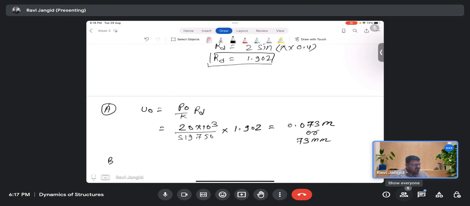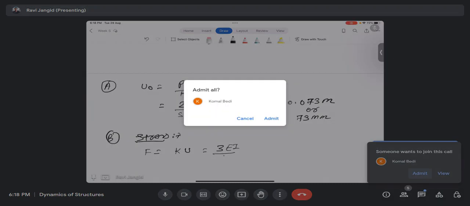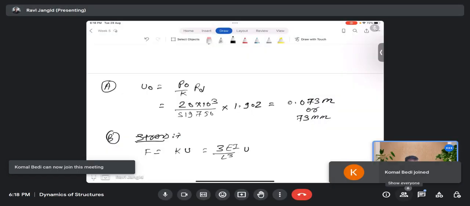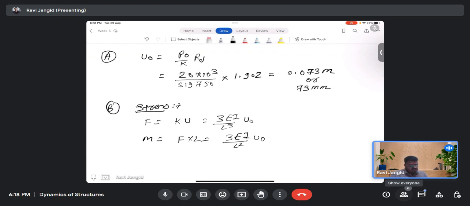And in part B, you need to find out the stress. For finding the stress, you need to find the force, which would be K into U. That would be 3 EI by L cube into U naught. The moment you can calculate as F into L, so that would be 3 EI by L square into U naught. If you put in the values, you can find the moment.